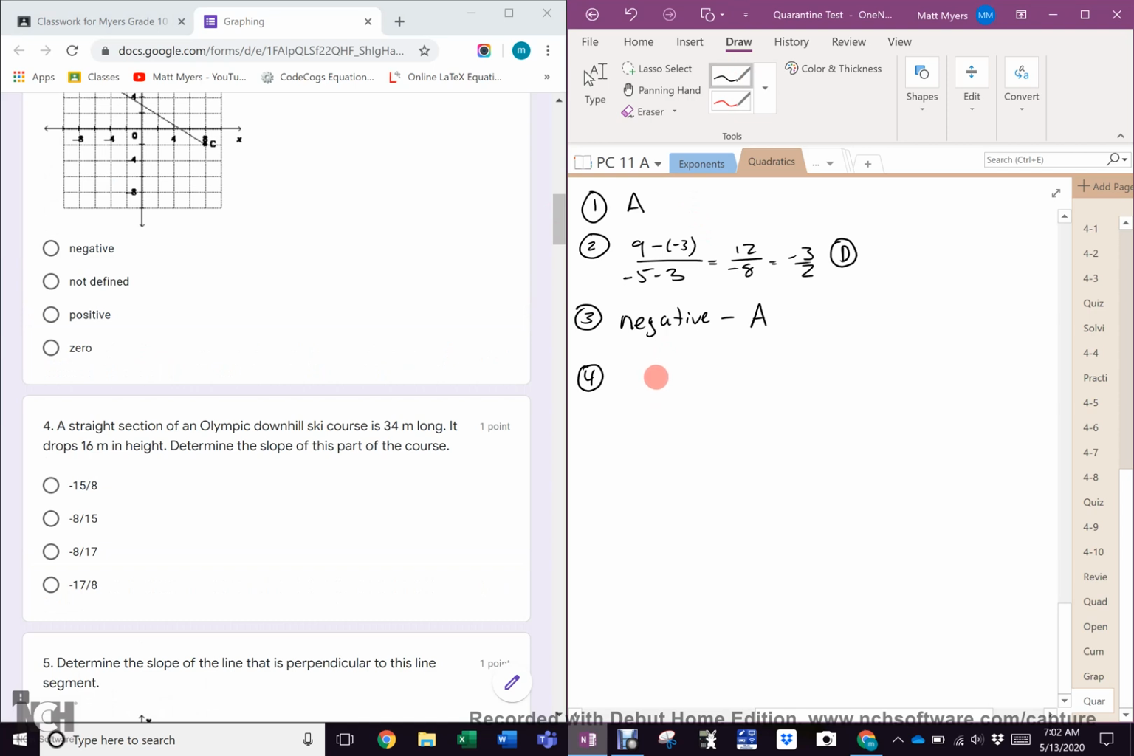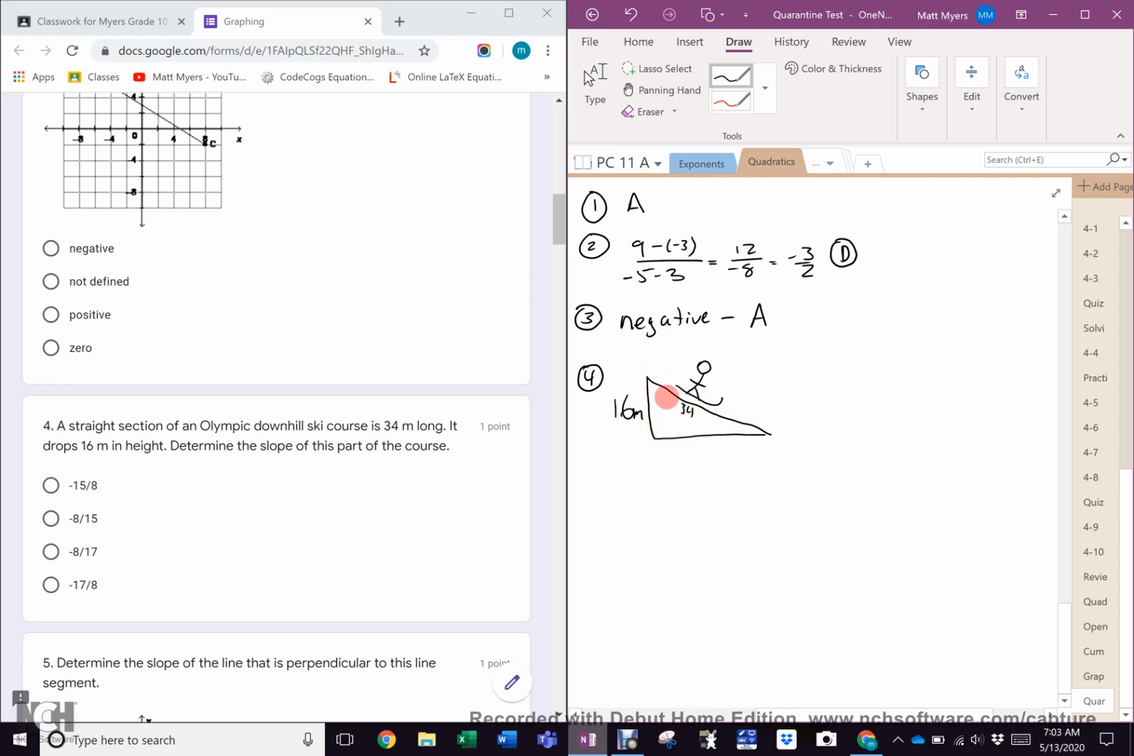So a straight section of an Olympic downhill ski slope. Well, there's the slope. There's the skier, except I drew him like a snowboarder. It drops 16 meters. You ski on this part. You don't dig down the mountain and then ski along here. This part is 34. Find the slope.